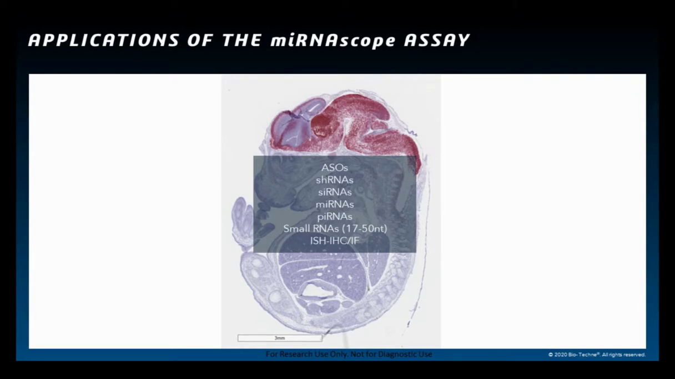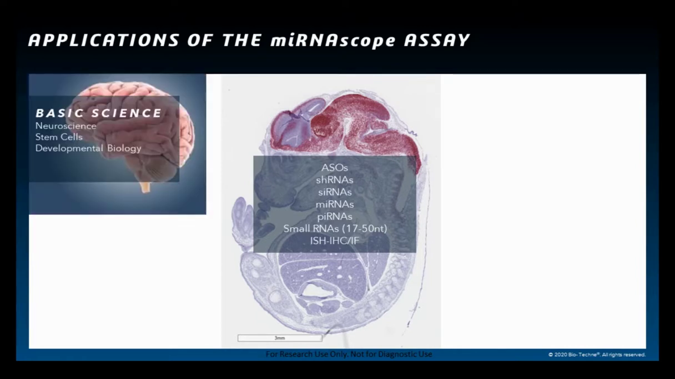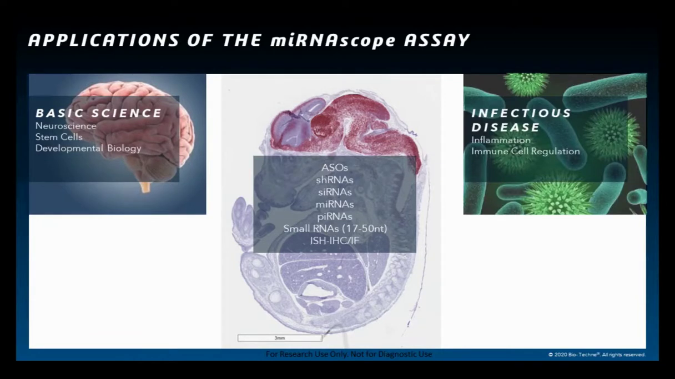Now, these are all the key research areas where miRNAscope has made an enormous impact. First is basic science, in terms of neuroscience, stem cell, and developmental biology research. Next is infectious diseases, in particular with a focus on viral infections and also immune cell regulation.